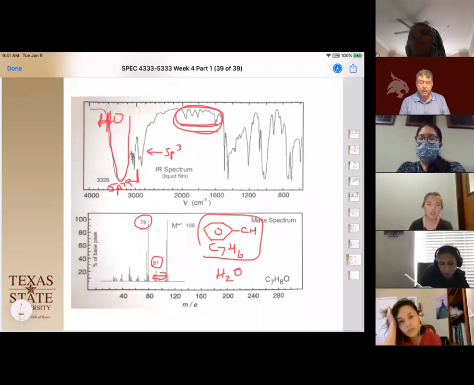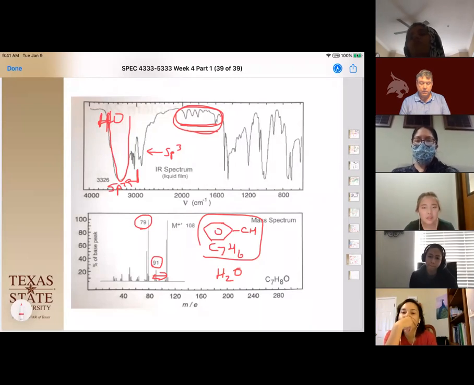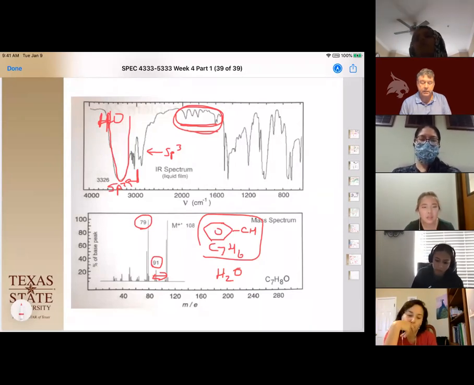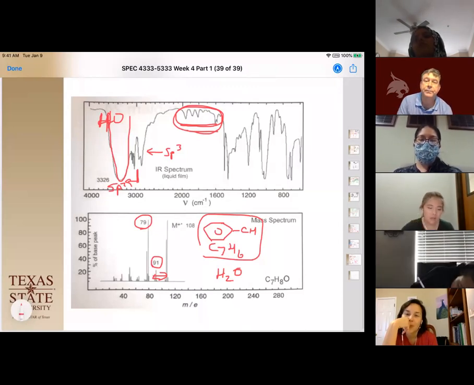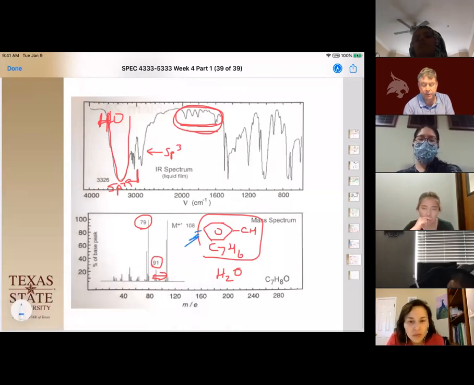Okay. So how can we tell whether the alcohol is on the benzene ring or not on the benzene ring? So is this alcohol? Now we have a choice. We have a choice of putting the alcohol here or putting the alcohol there.